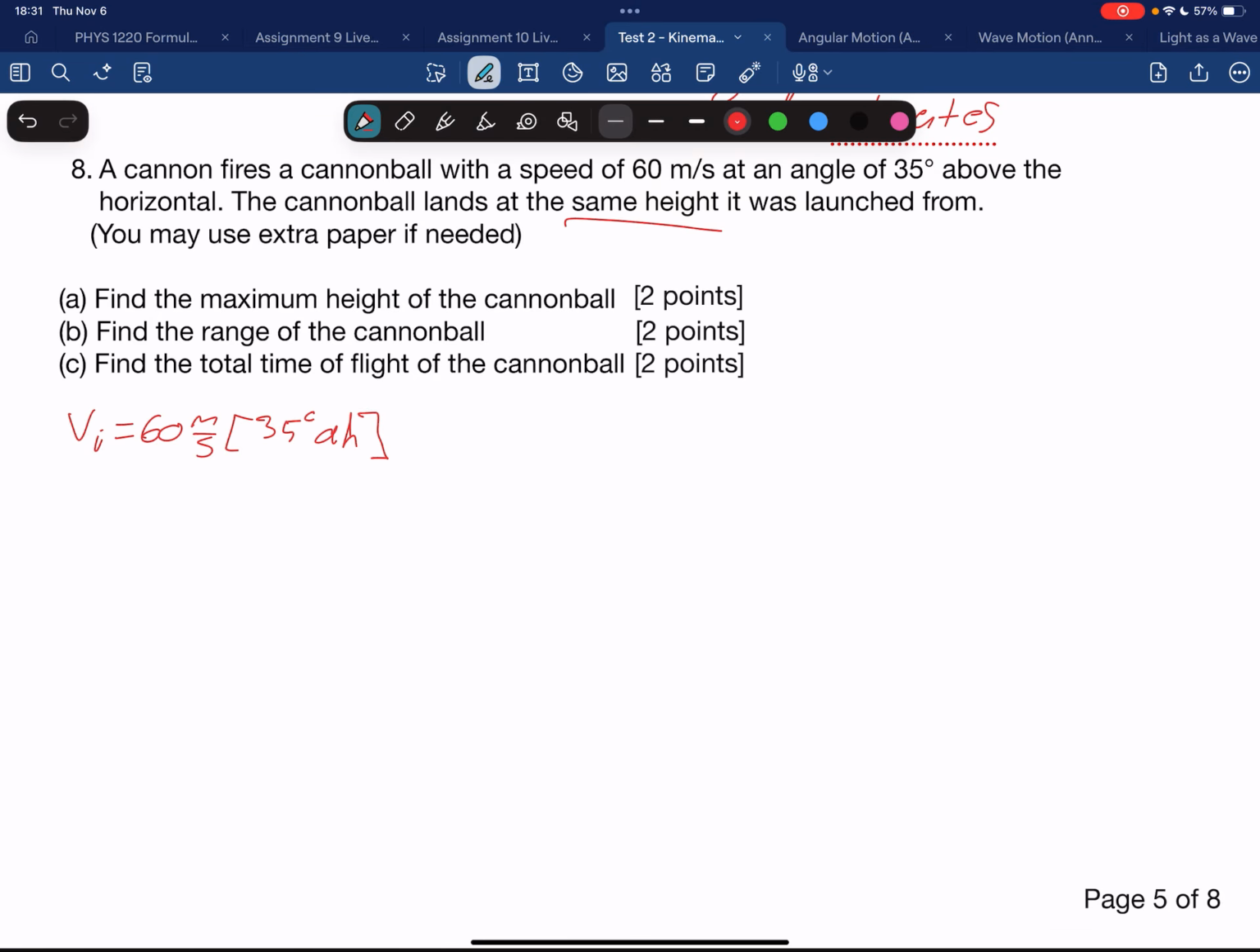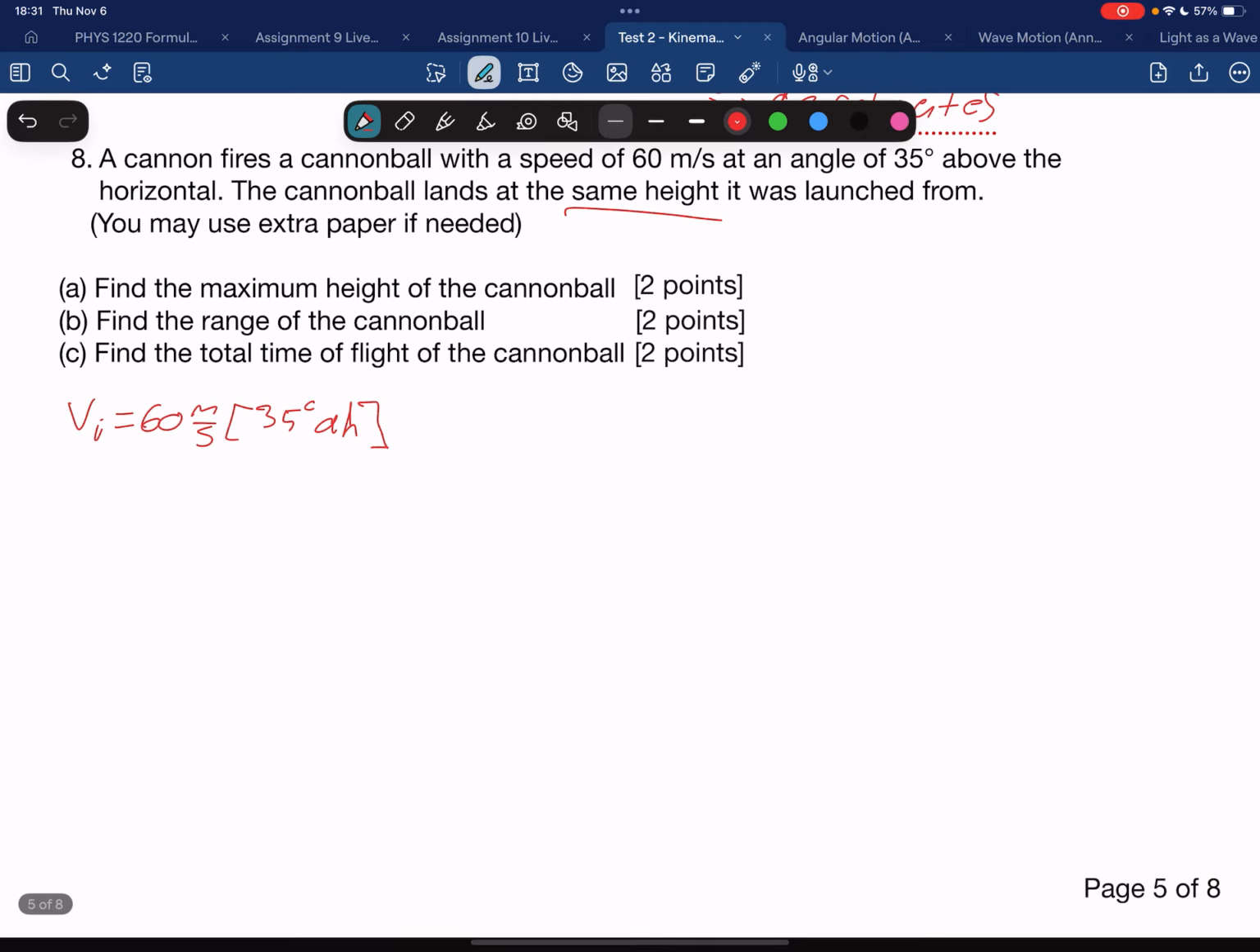Part A, find the maximum height of the cannonball. Part B, find the range of the cannonball. Part C, find the total time of flight of the cannonball. So I'm going to, once again, break up my paper into sections here.